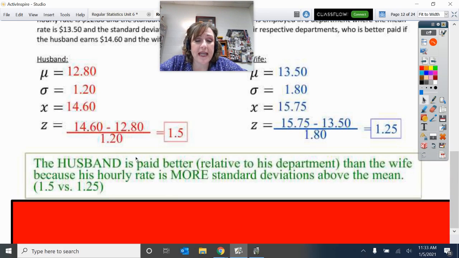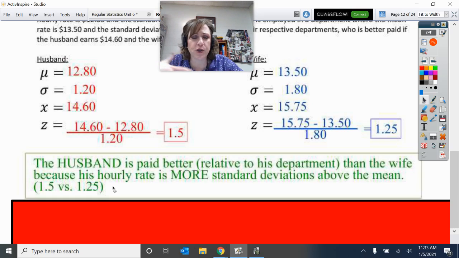So the husband is paid better relative to his department than the wife because his hourly rate is more standard deviations above the mean. And then I gave statistical evidence, 1.5 versus 1.25. All right. That's what you do when you have a piece of data that is not located a whole number of standard deviations away from the mean. That is how you will compare two sets of situations that are not on the same scale.